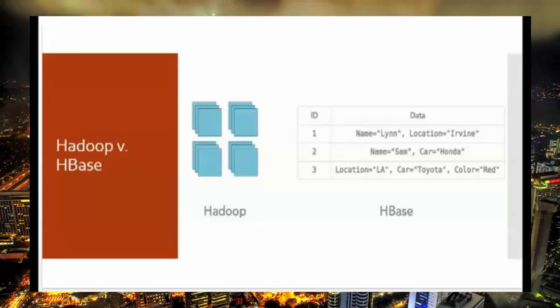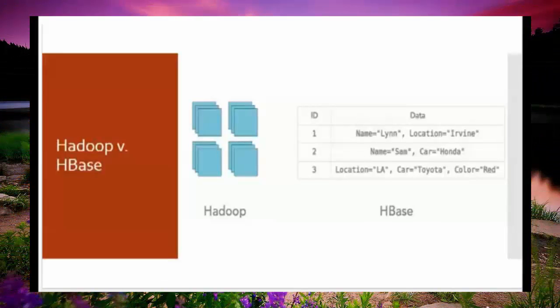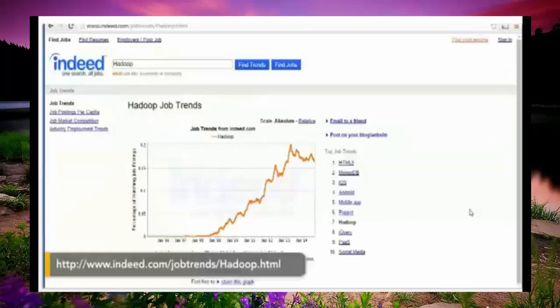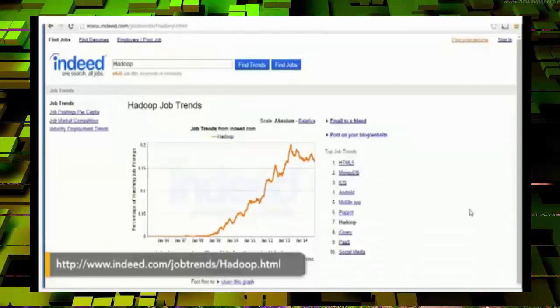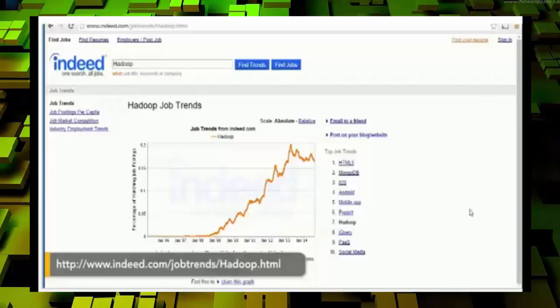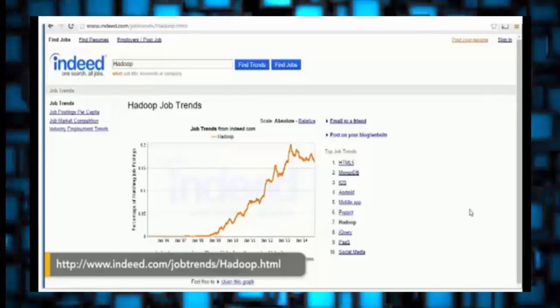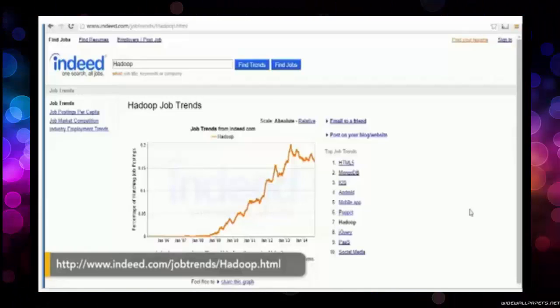So you might be wondering, what is the market for Hadoop? Because it's a relatively new ecosystem. And as you can see by this graph from the Indeed website, the job growth in the Hadoop market has been exponential. And you can see it really started to spike up around the beginning of 2010 and then up again in 2011. It's just exponentially going up.